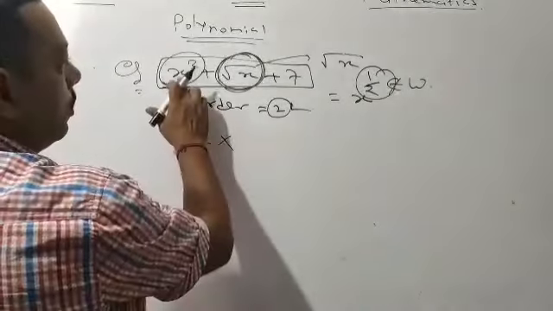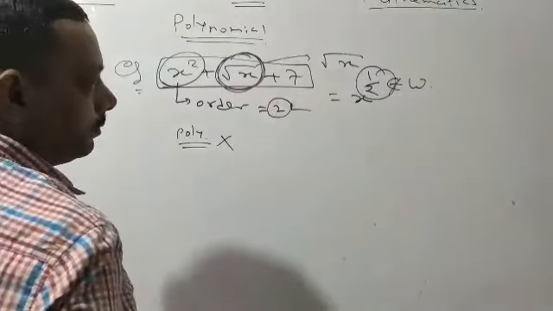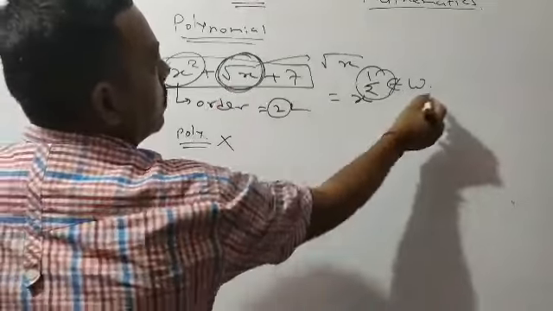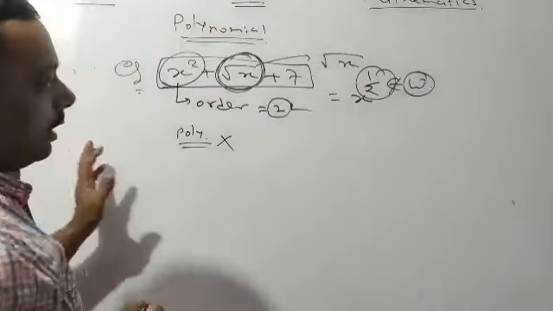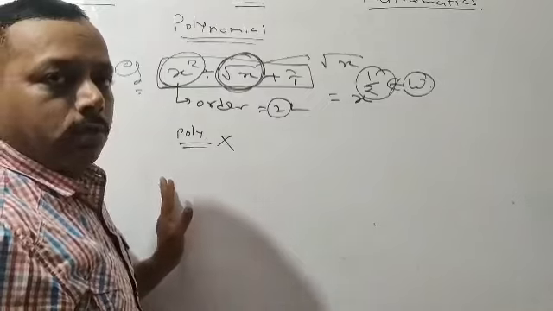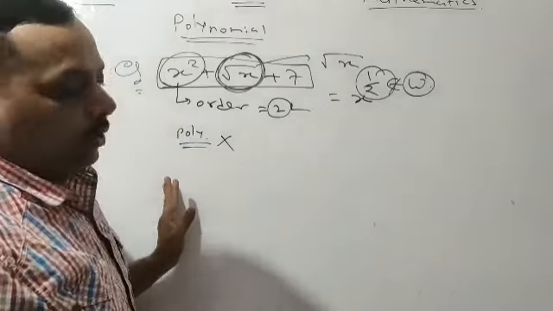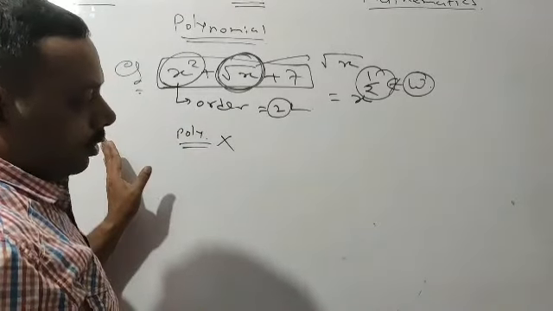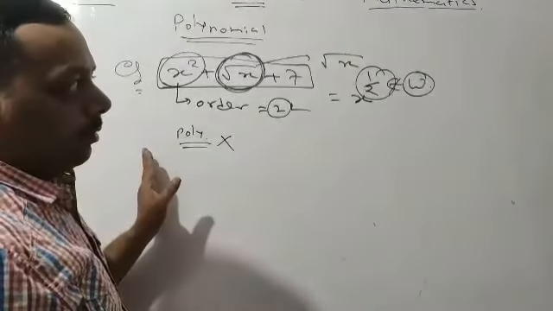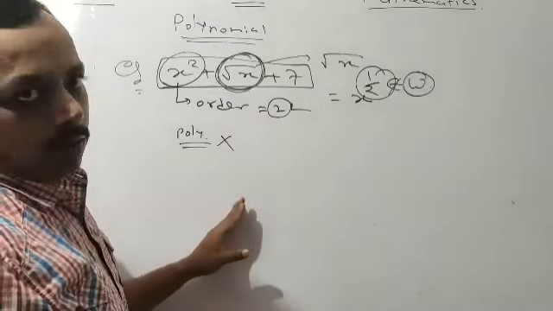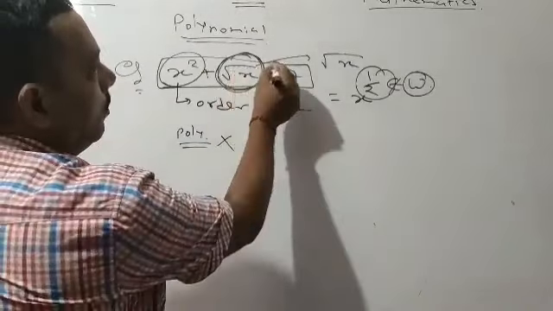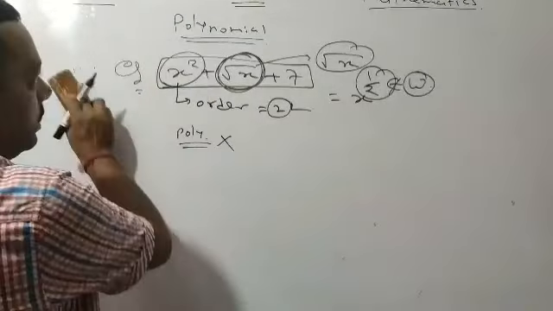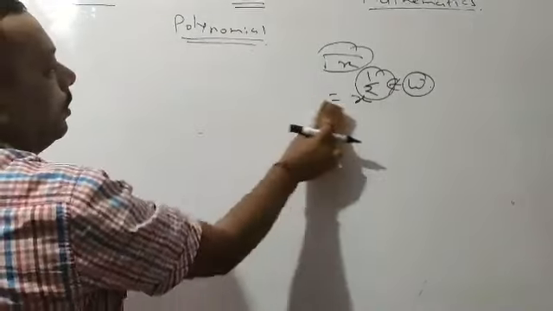Clear? So you have to observe each and every term. If a single term has a power that is not a whole number, then that expression is not a polynomial. So the first condition is that the powers in the expression belong to the whole numbers. Here 1 by 2, root means power 1 by 2, so it is not a whole number. So this expression is not a polynomial.